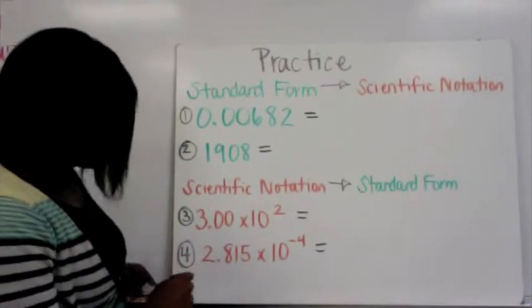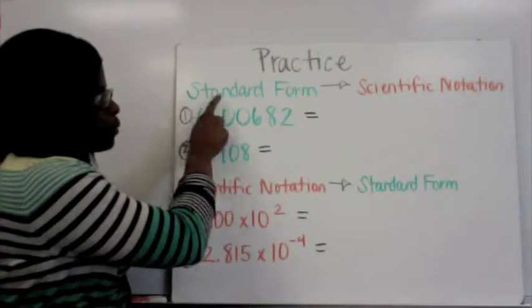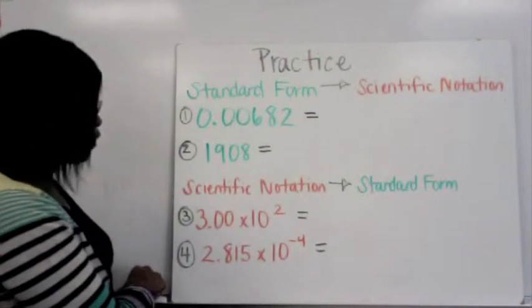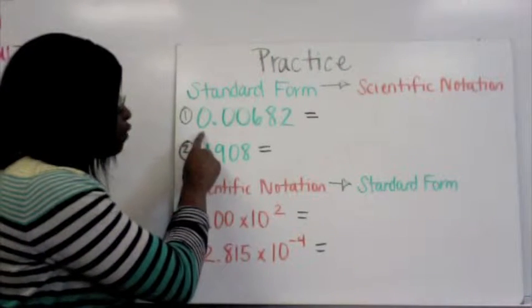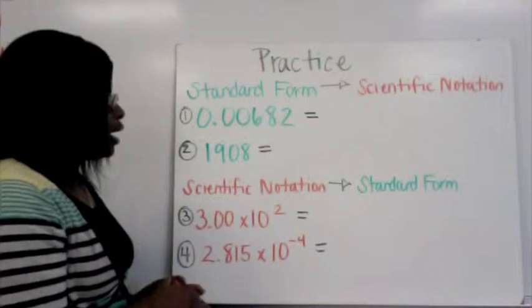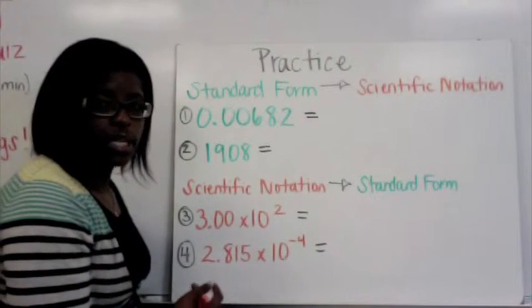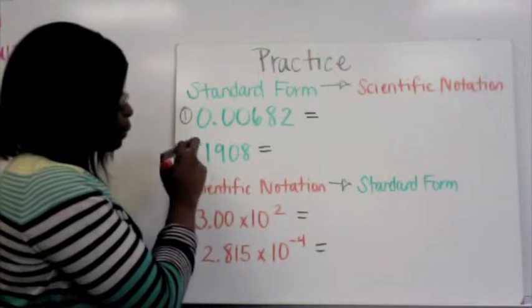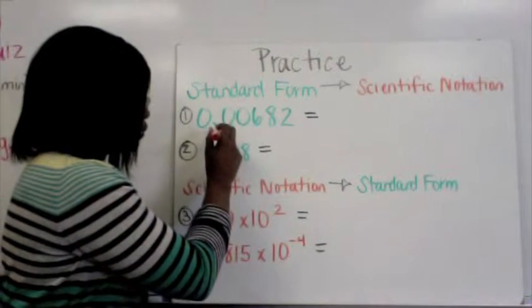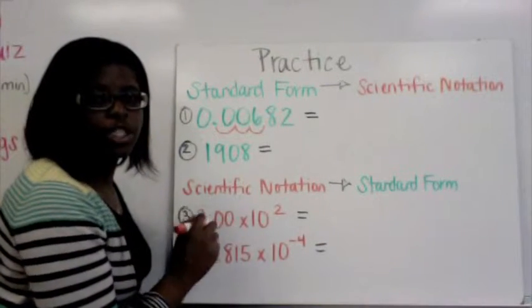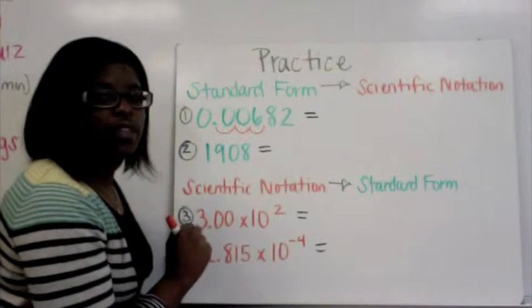So we're going to do some practice ourselves. Up here, you notice we're going from standard form to scientific notation, and down here we're going to go from scientific notation to standard form. So we started off with 0.00682. We want our answer in scientific notation, so that means the answer is going to have a power of 10. So we're going to move our decimal point to the right, and that's going to be 1, 2, 3, and we're going to stop right here because we want to make sure there's only one digit to the left of the decimal point.